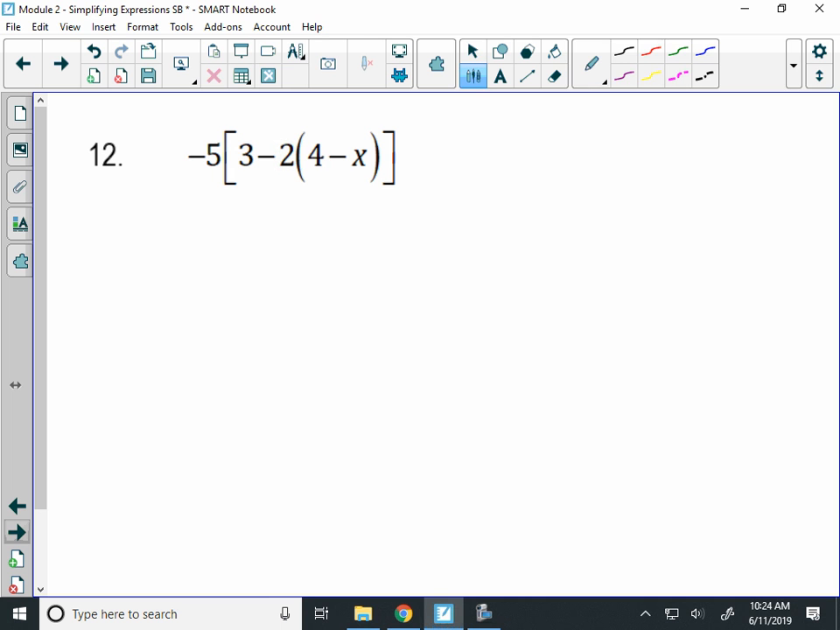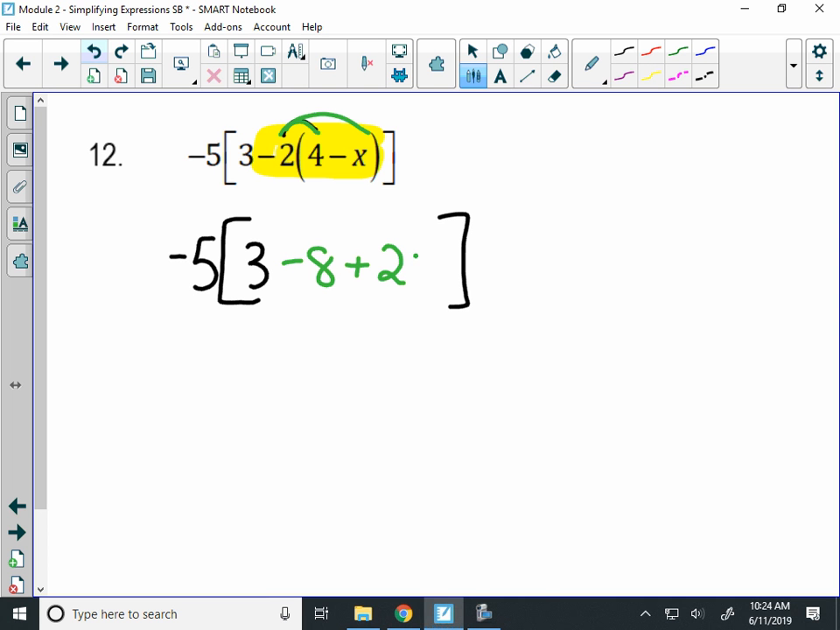Number 12. Start with the innermost part of the parentheses. So we'll start with the -2 and distributing that to 4 minus x. Okay? Actually, I'm going to use a different color. So everything stays the same except for that. So the -5, the 3 in the outer bracket. When I multiply here, -2 and 4 is -8. Negative and a negative is positive 2x.